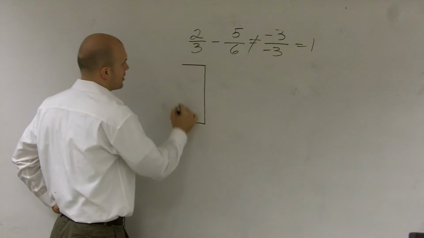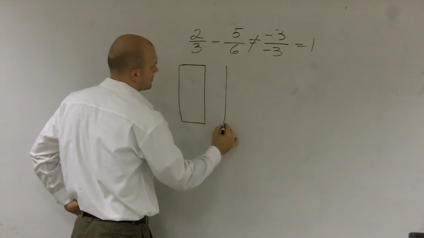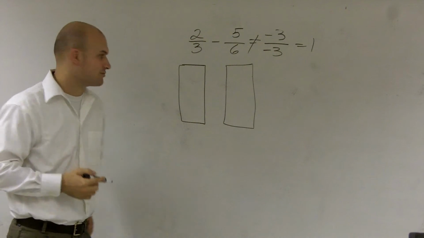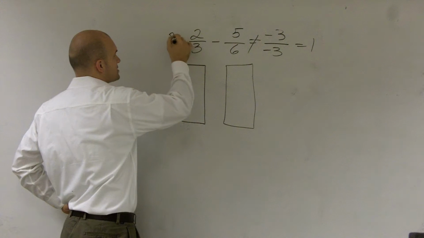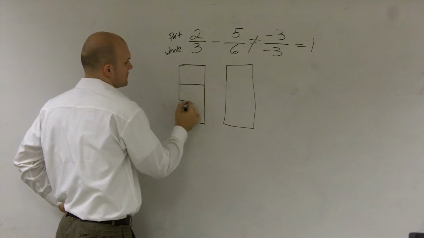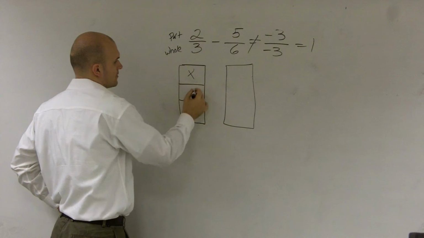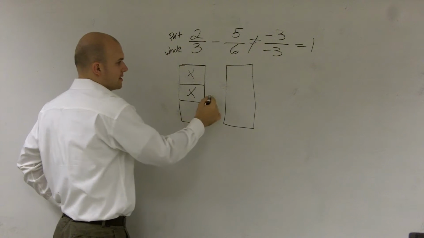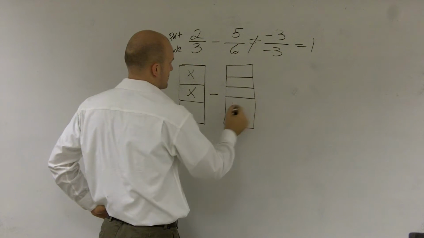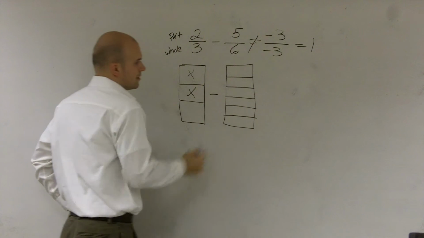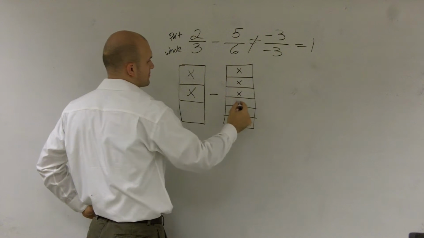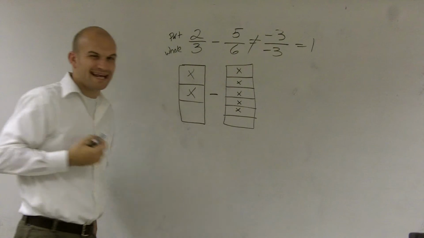Remember, a fraction is a part of a whole. So I'm just going to use these 2 little bricks to represent this. So it's part over whole. What they're saying is we have 2/3 out of 3, minus 5 out of 6. And they're saying, what is that answer?